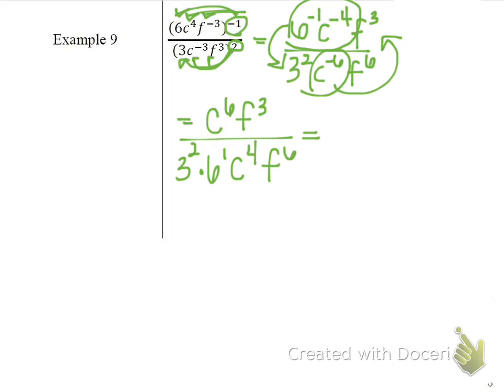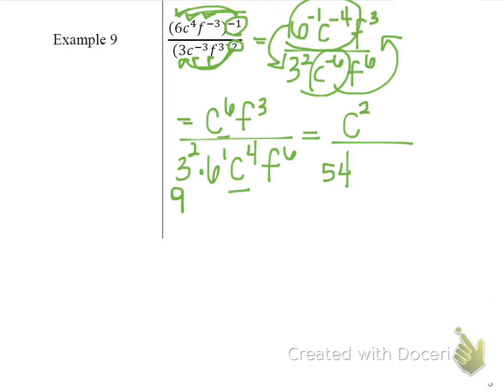Let's look at our coefficients first. 3 squared gives me what? 9. And what's 9 times 6? 54. So you have a 54 in the denominator. Now let's look at the c's. I have a c to the 6th in the numerator and a c to the 4th in the denominator. Are my c's going to end up on top or on bottom? On top, and how many? 2 of them, because you're subtracting.